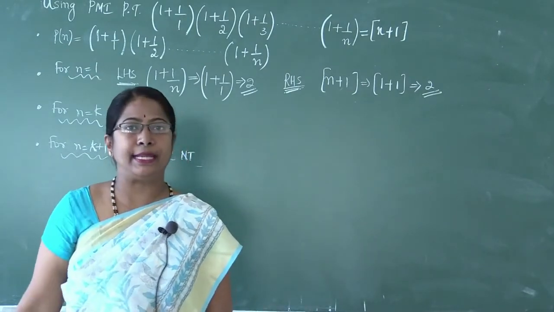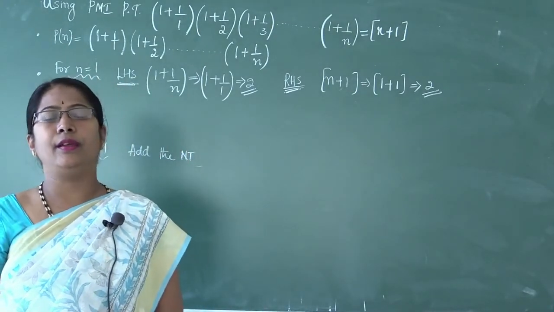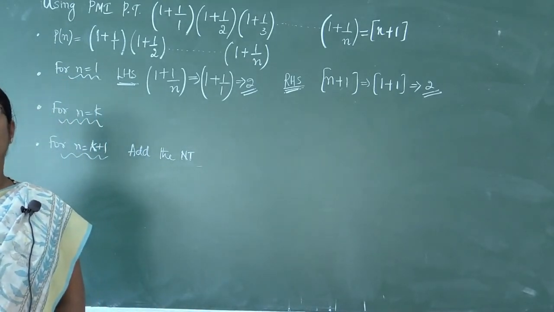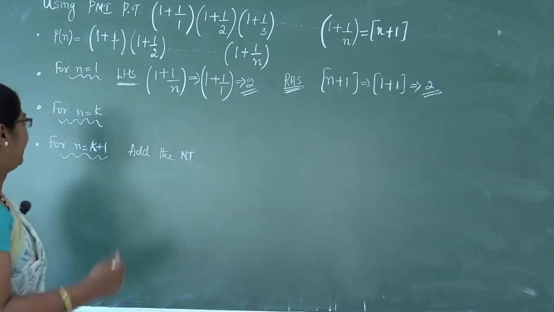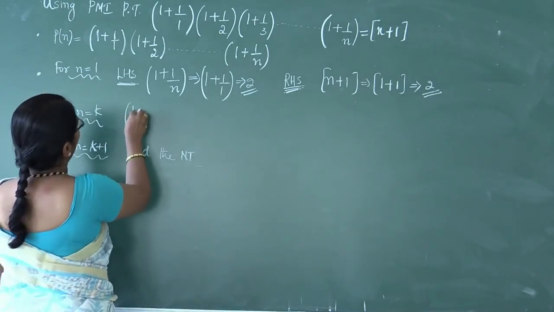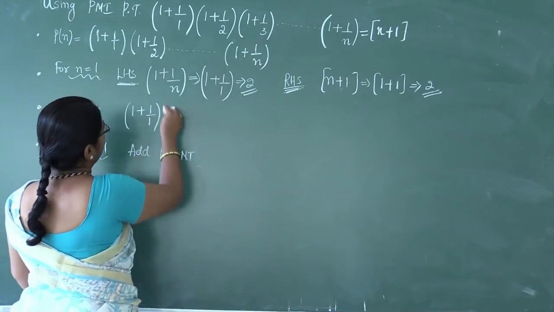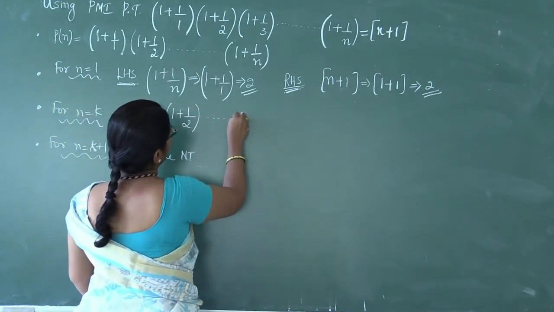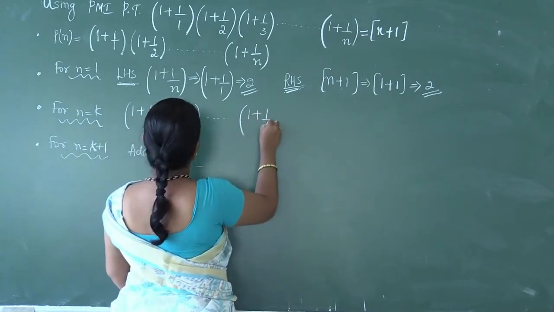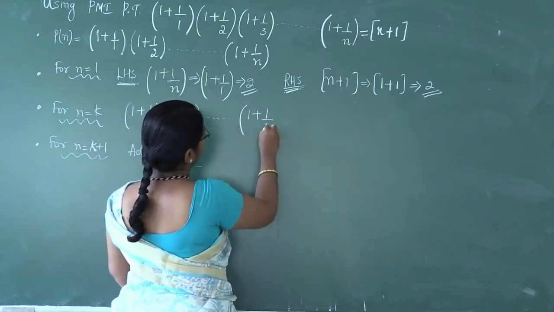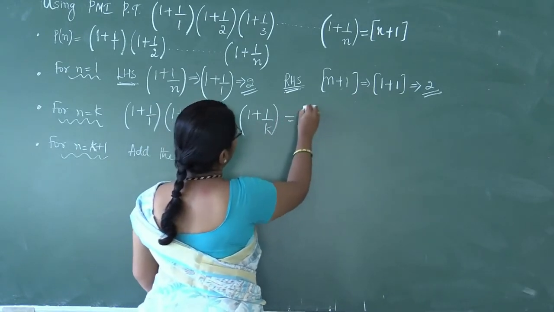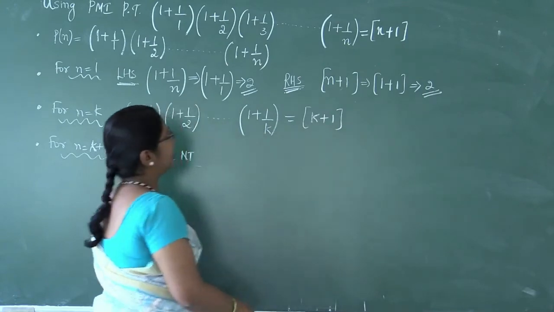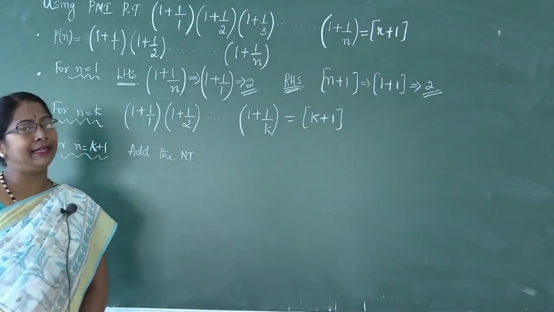Moving on to the next step. For n is equal to k. What does n equal to k mean? Wherever there is n in the question, we are supposed to replace it by k. So what does the given question become now? 1 plus 1 by 1 into 1 plus 1 by 2 into etc. 1 plus 1 by k equal to k plus 1. Wherever there is n, I have replaced this term by k.